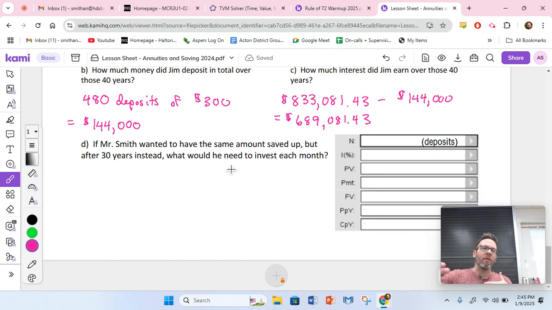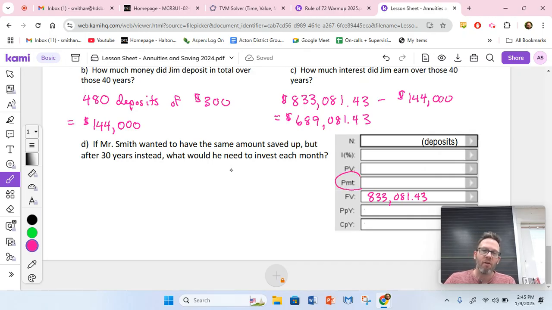Another scenario is, this is Joe Smith, I guess, because he's Mr. Smith. So Joe Smith wants to have the same amount saved up, but after only 30 years. What would he need to invest each month? So this is a bit different. In this question, he has a saving goal. So we actually know the future value, 833,01.43. But he wants to know how much he would need to invest each month.